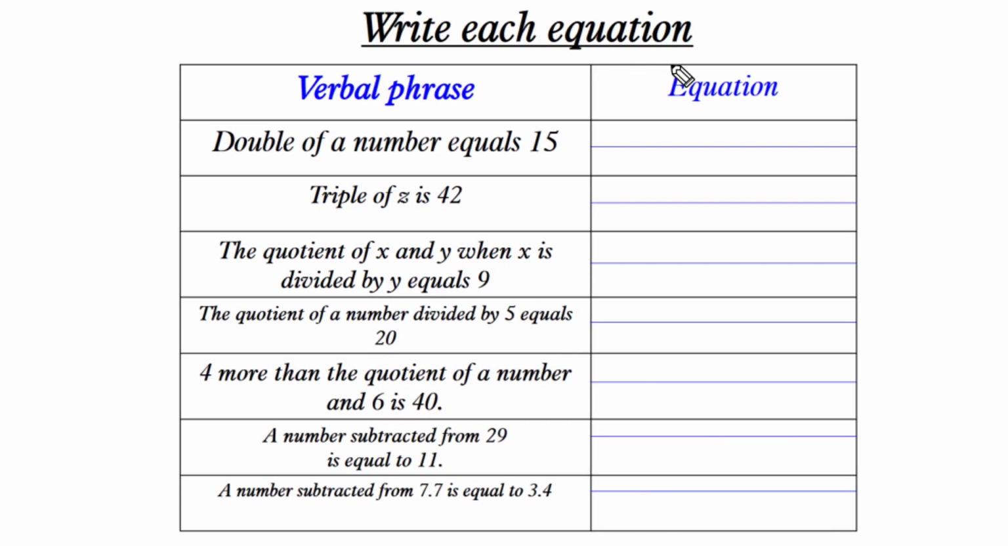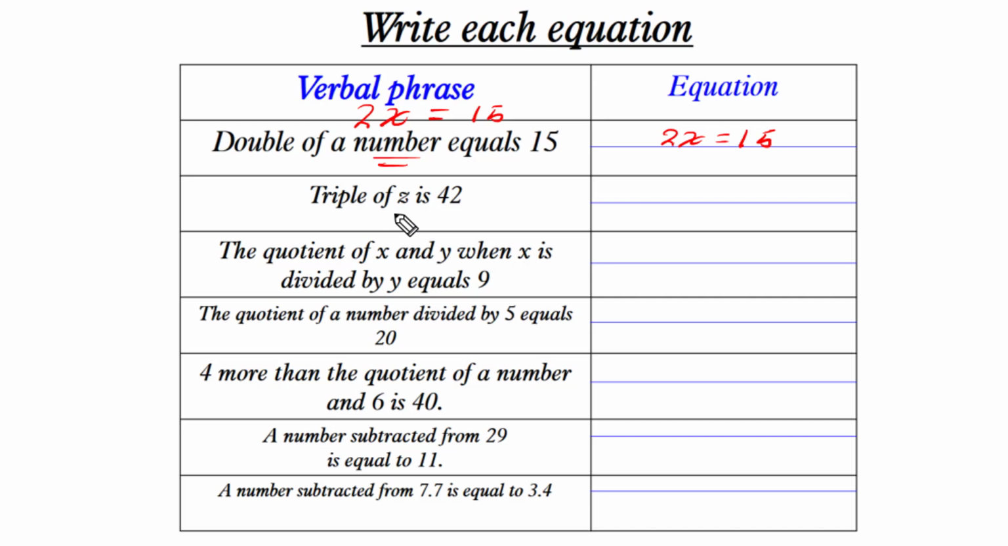Next, write each equation. Double of a number equals 15. Suppose that the number equals x. So double means what? Means 2x. Now 2x equals what? Equals 15. So the equation will be 2x equals 15.